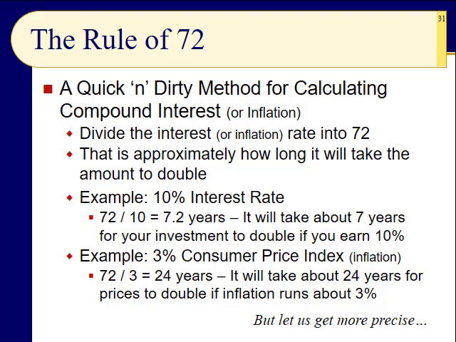Slide 31, the rule of 72. Now, the book goes into this and you can think of it, but we're not going to ask you in the exam. We're not going to ask you any problems. But a quick and dirty method of calculating compound interest or inflation is to divide the interest rate or the inflation rate into 72. And that's approximately how long it will take for your amount to double.